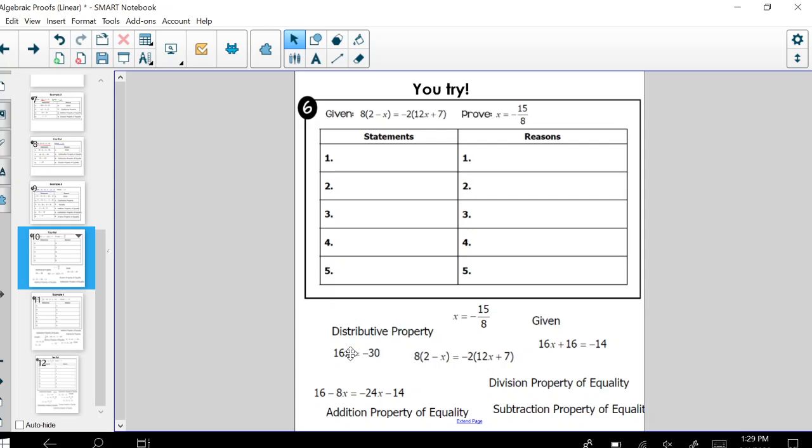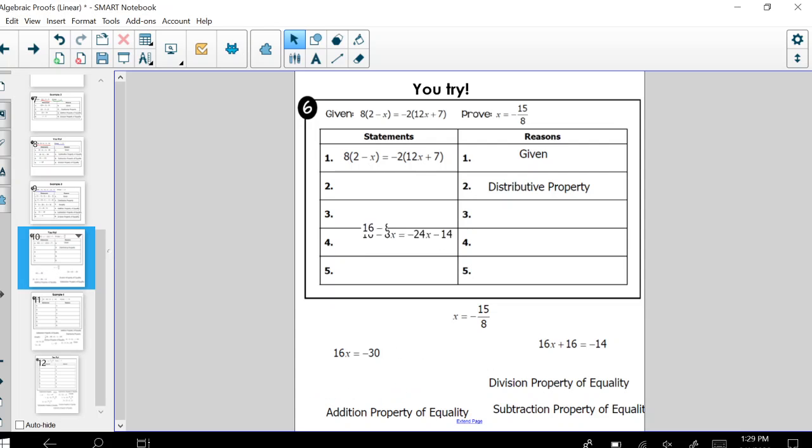All right, so given. Always start with what's given, so I take exactly what is in that question there, and my reason is simply that it's given. Now again, I have x's inside of my parentheses, so I know I'm going to have to distribute to get them out. And if I distribute that, I get 16 minus 8x equals -24x minus 14.